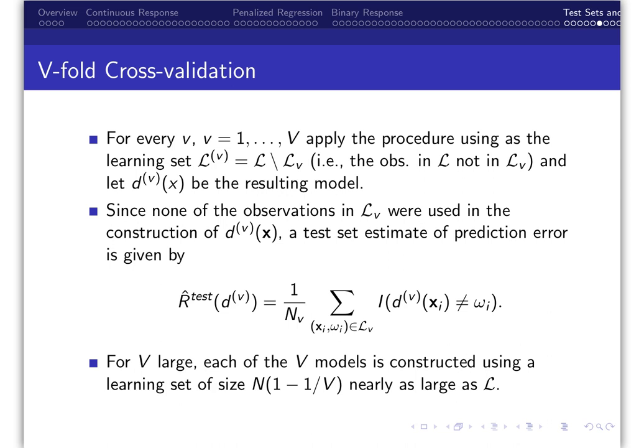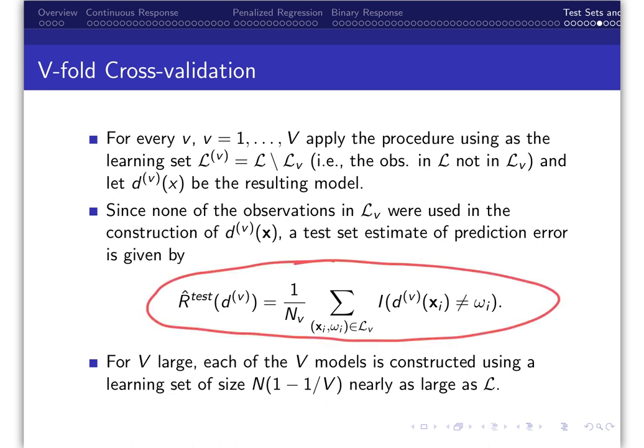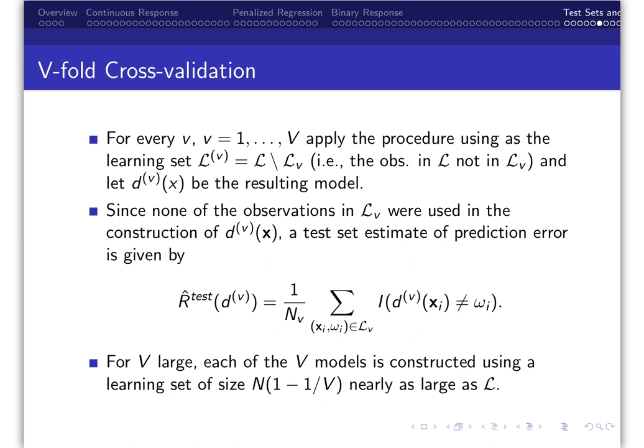For each V, we fit the model using the learning sample, which is all observations not in L sub V, and let d sub V of X be the resulting model. Then, because none of the observations in L sub V were used in the construction of that model, this serves as a test set estimate for prediction error, given by this equation. For a large value of V, each of the V models is constructed using a learning sample of this sample size, which is nearly as large as the original training data set.